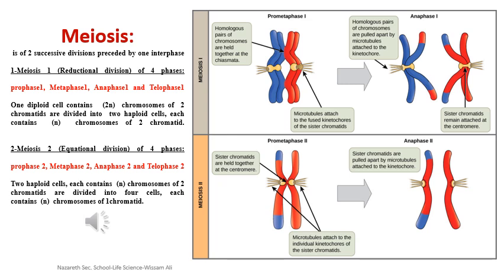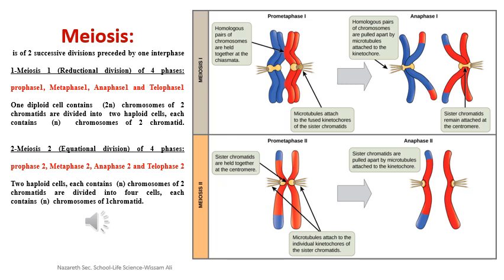Meiosis. Meiosis is of two successive divisions preceded only by one interphase. Not each meiosis is preceded by interphase. The two divisions are preceded only by one interphase. Meiosis 1 has four phases: prophase 1, metaphase 1, anaphase 1, and telophase 1. While meiosis 2 also has four phases: prophase 2, metaphase 2, anaphase 2, and telophase 2.